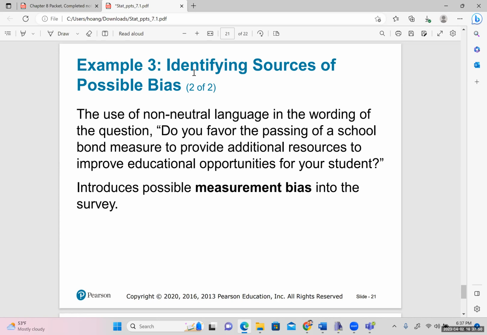So let's take a look at the answer for this example. Clearly, this has non-neutral language in the wording of the question, do you favor the passing of a school bond measure to provide additional resources to improve educational opportunities for the students? So yes, clearly this will be a measurement bias in the survey.